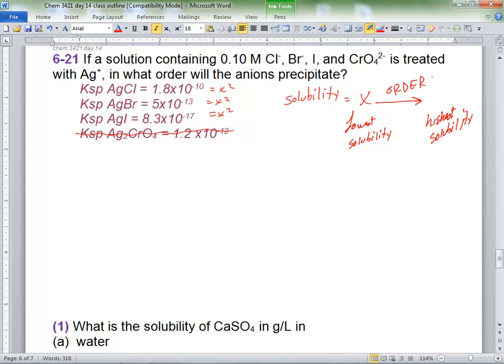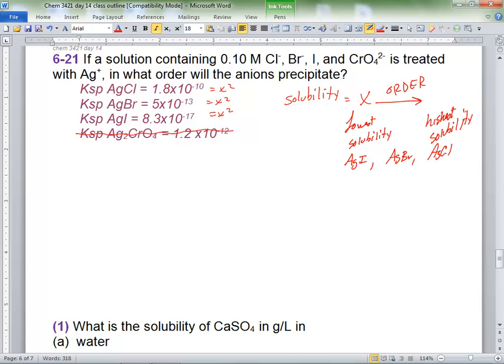Man, look at his solubility. I mean, he's so low, hardly anything is in there, and he's going to be a precipitate already. Silver iodide. Then what? Then what? Silver bromide, and then silver chloride.